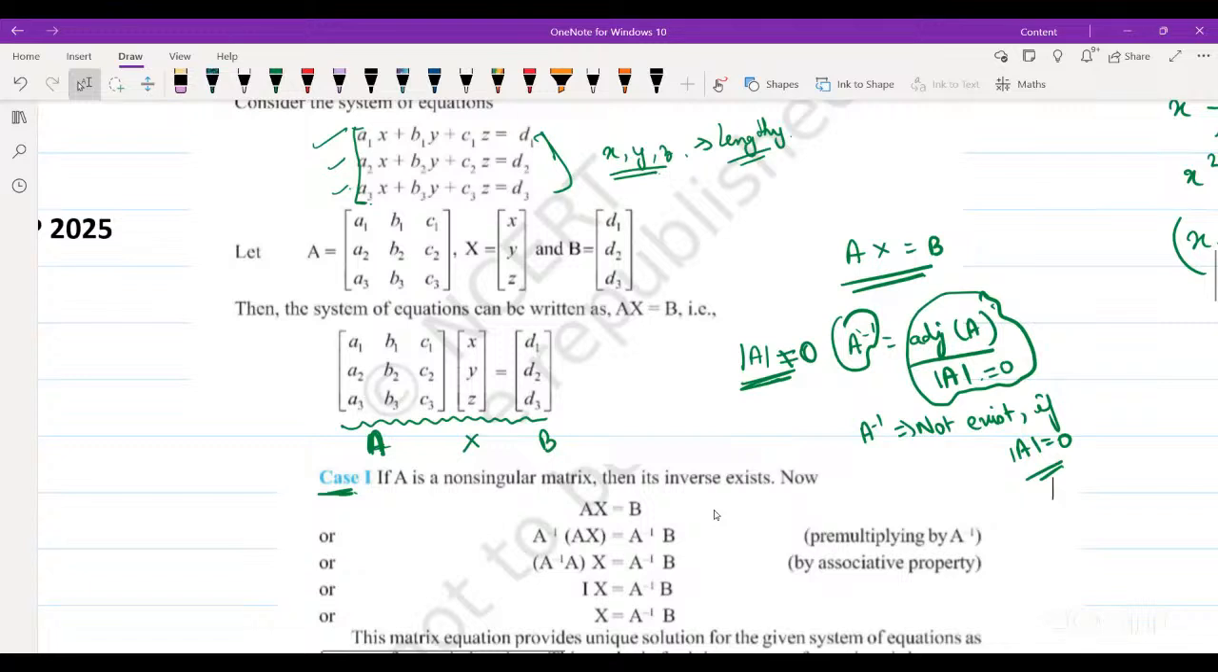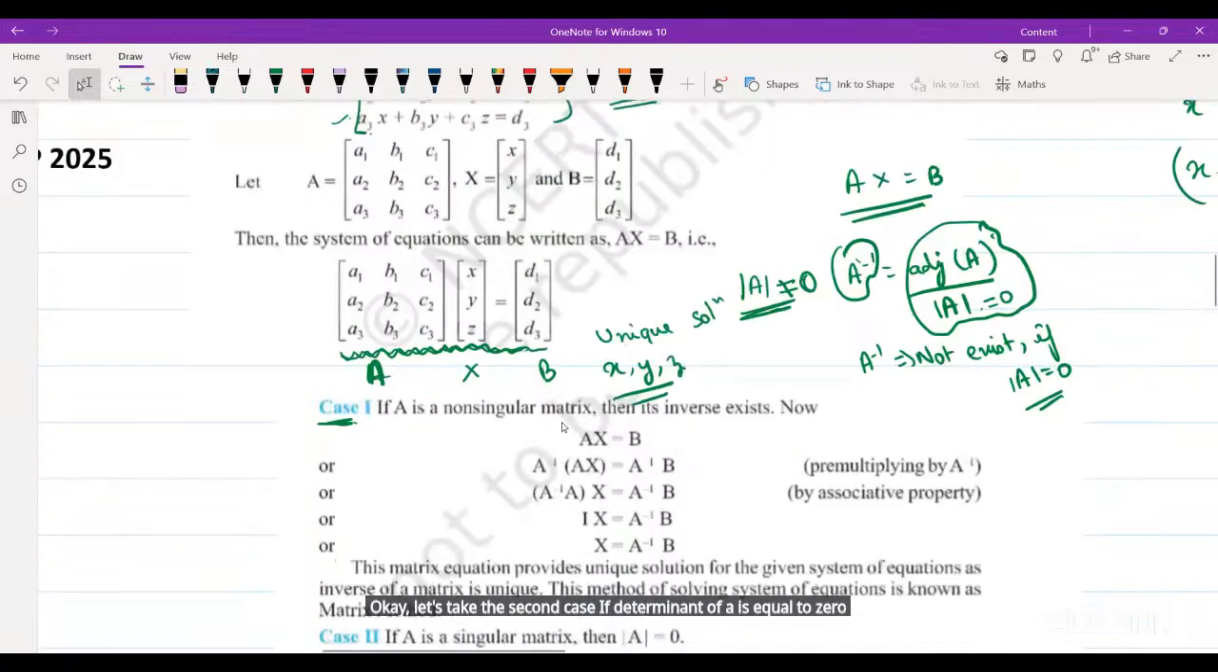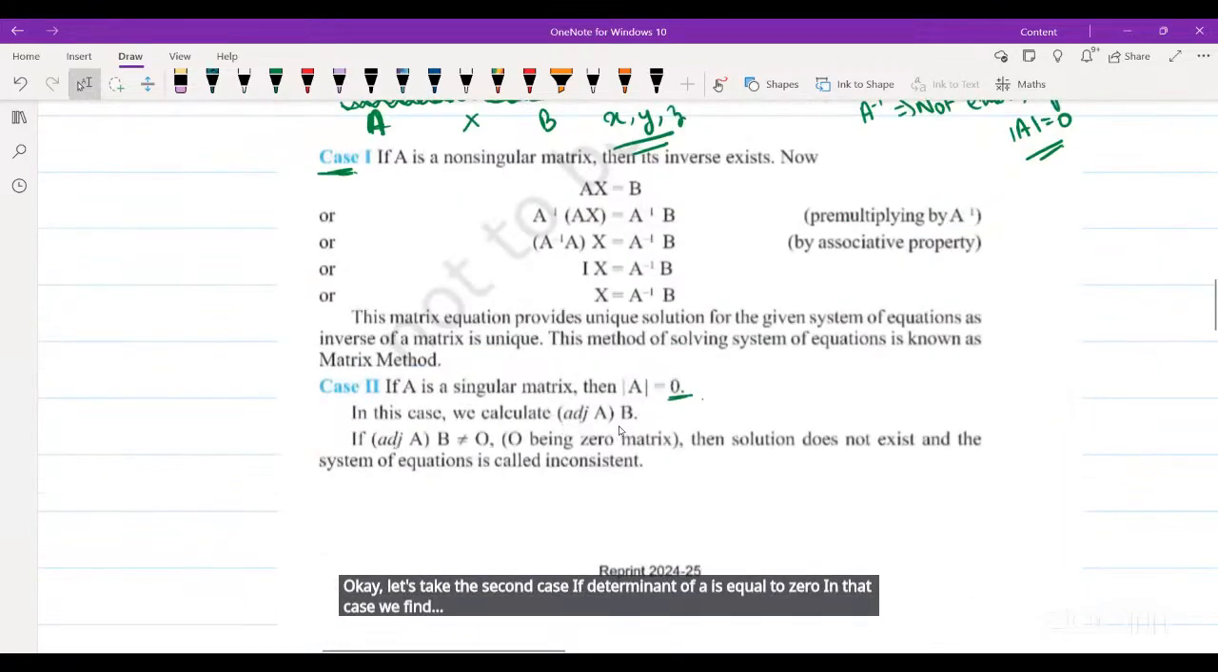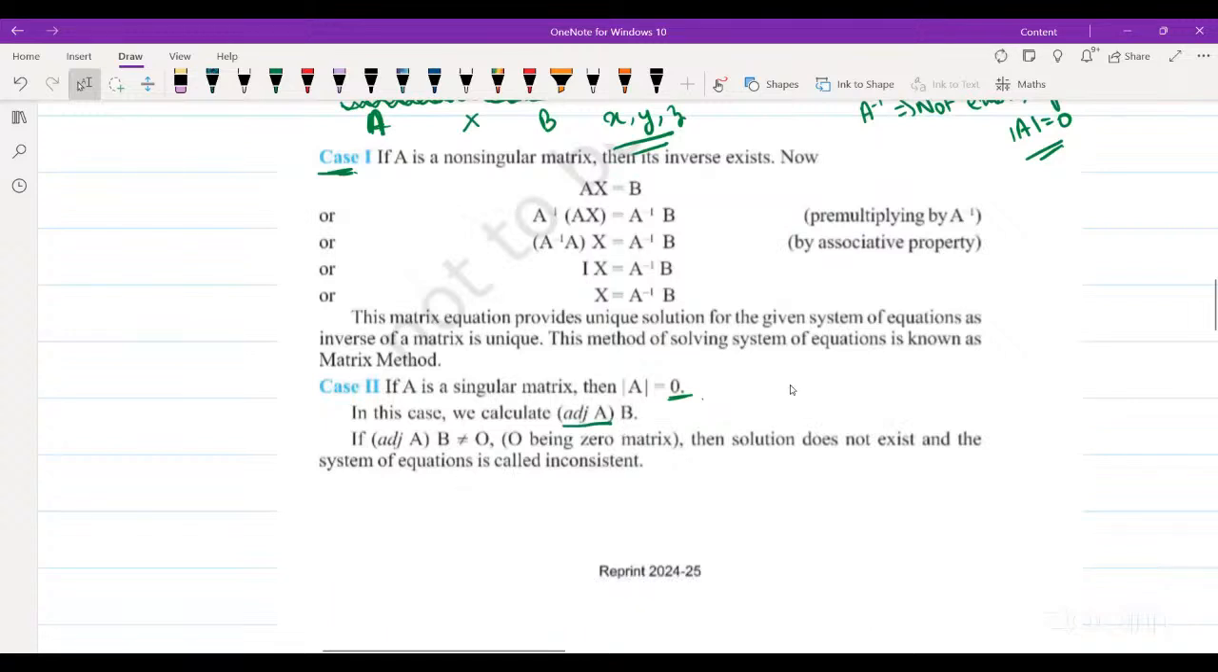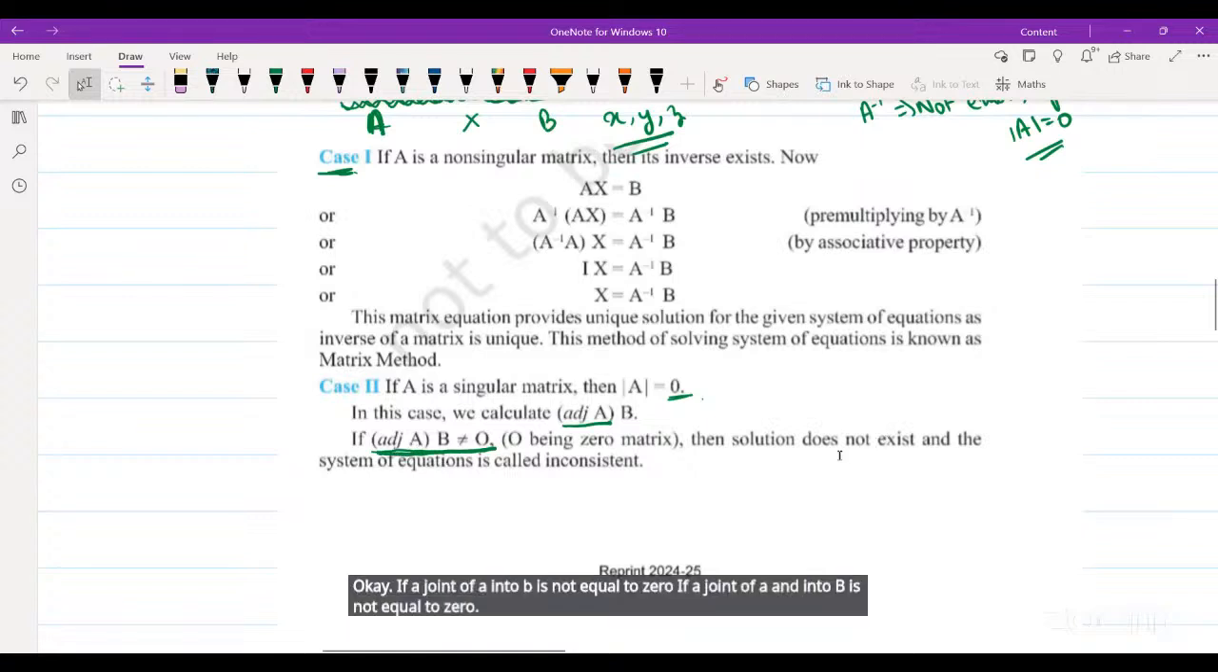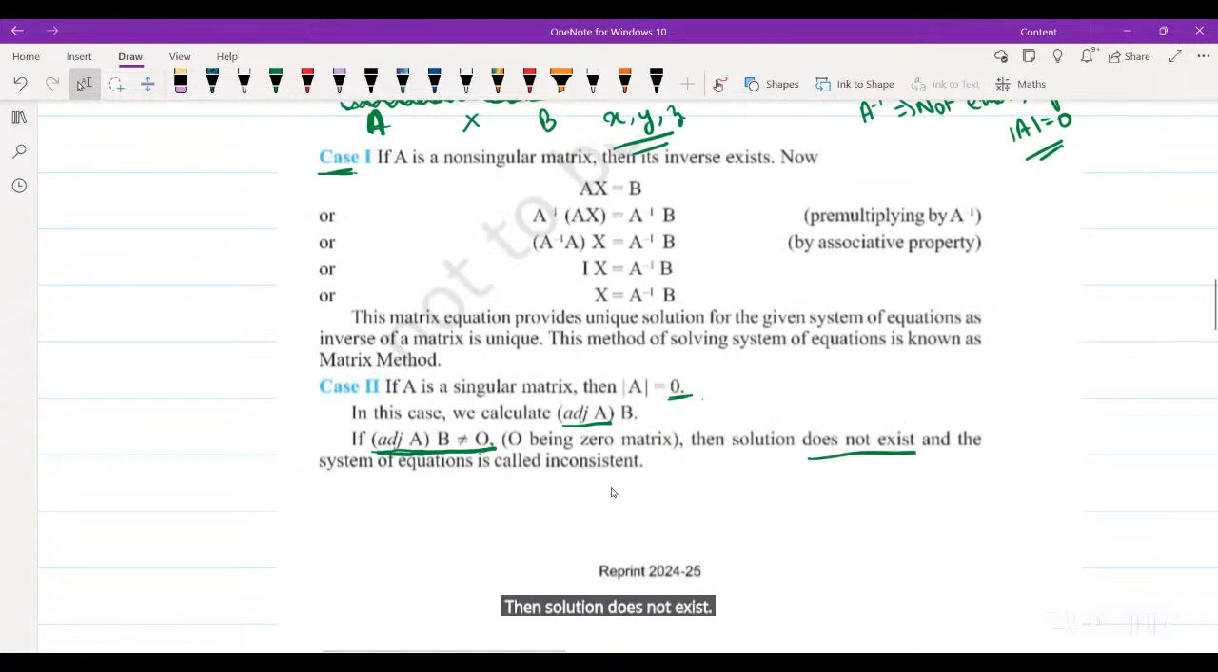Okay. So if determinant of A is not equal to 0, then you'll get a unique solution for X, Y, and Z. Unique solution. Okay. Let's take the second case. If determinant of A is equal to 0, in that case, we find adjoint of A into B. If adjoint of A into B is not equal to 0, then solution does not exist, and the system of equations will be called inconsistent.